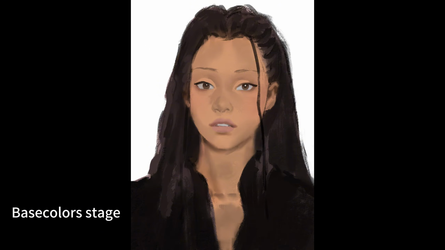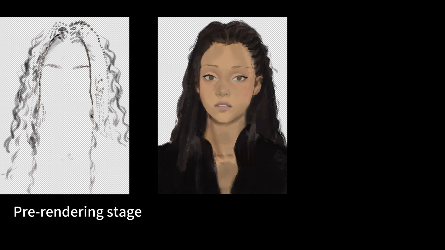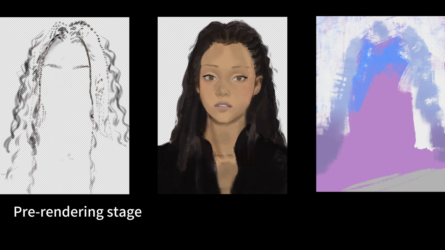Next is the rendering stage. I usually split the layers into 3 groups: foreground, like the hair; midground, the figure; and background, the white backdrop. I add details step by step, keeping the overall progress balanced.